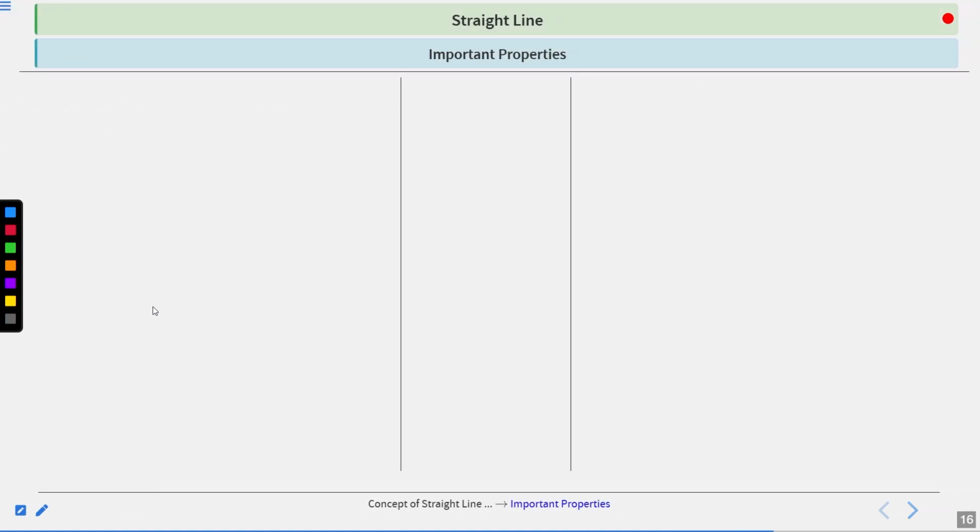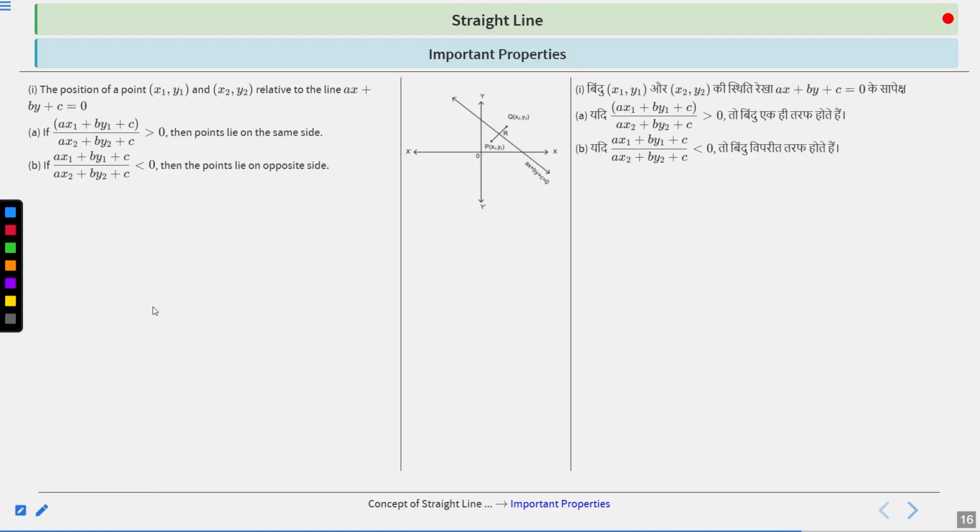Now next, let's see some important properties. The position of a point x1, y1 and x2, y2 relative to the line ax plus by plus c equal to 0: we are given a line, and we basically have to find the position of some point, suppose P(x1, y1) or Q(x2, y2), with respect to this line. So if (ax1 plus by1 plus c) upon (ax2 plus by2 plus c) is greater than 0, then the points lie on the same side of the line, right?